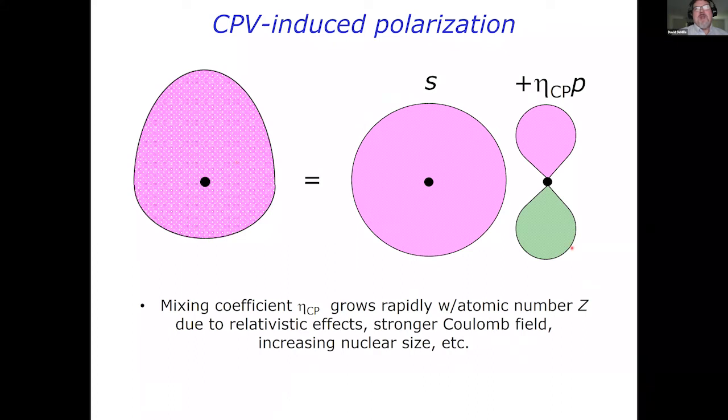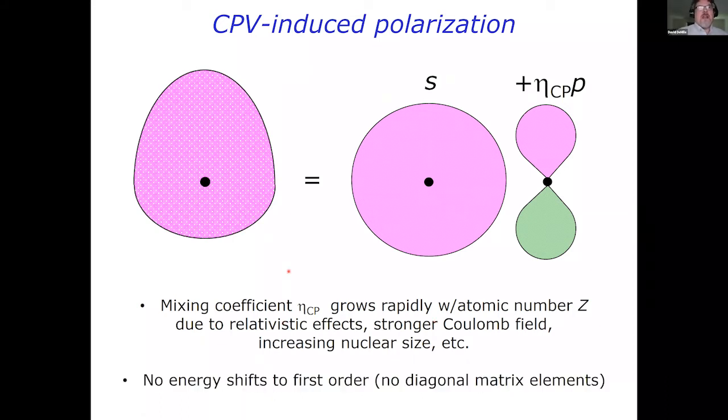Again, much like in parity violation, this mixing coefficient grows very rapidly with the atomic number Z. Here it's for somewhat different reasons. It's because of relativistic effects, stronger Coulomb fields, increasing nuclear size, and so on. But like any interaction that mixes S and P states, there's no energy shift to first order. There's no diagonal matrix element. There are only off-diagonal matrix elements.